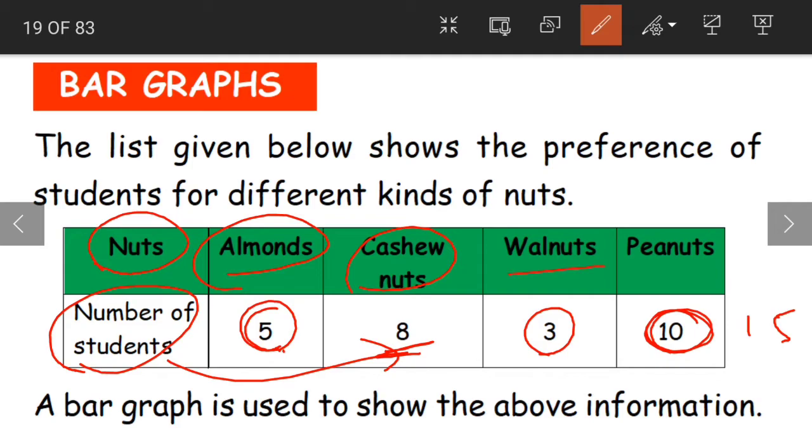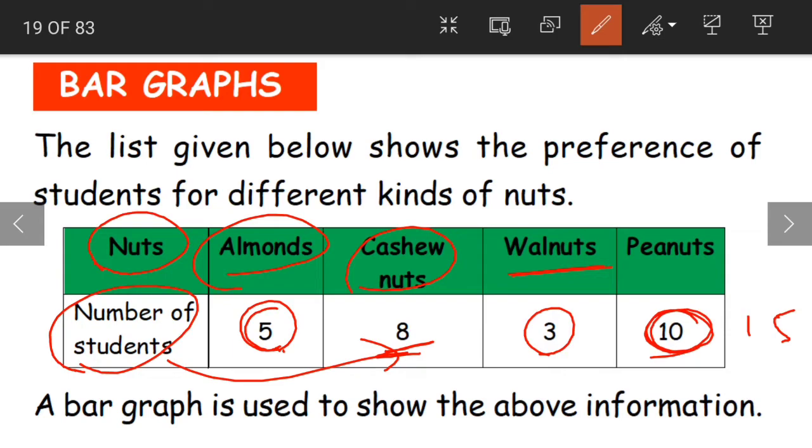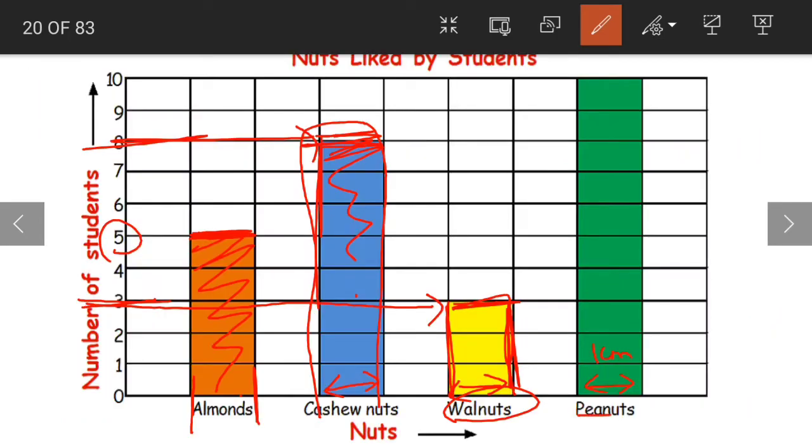Next, 3 students prefer walnuts. So the walnuts bar should be filled till 3. See, this is our 3 here, right? So it should be filled till 3. Now 10 students like peanuts. So the peanuts bar should be filled till 10.